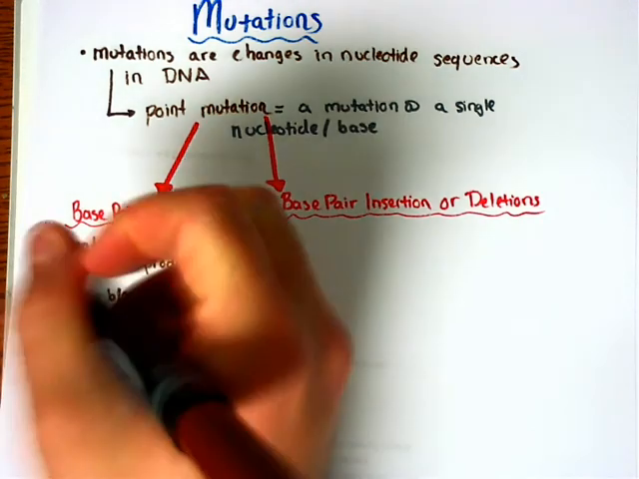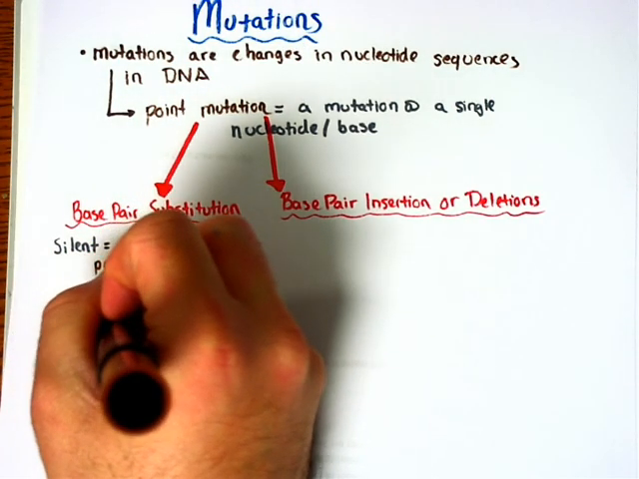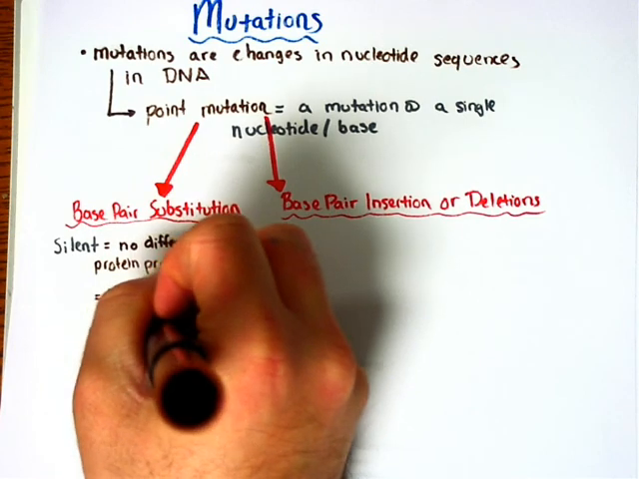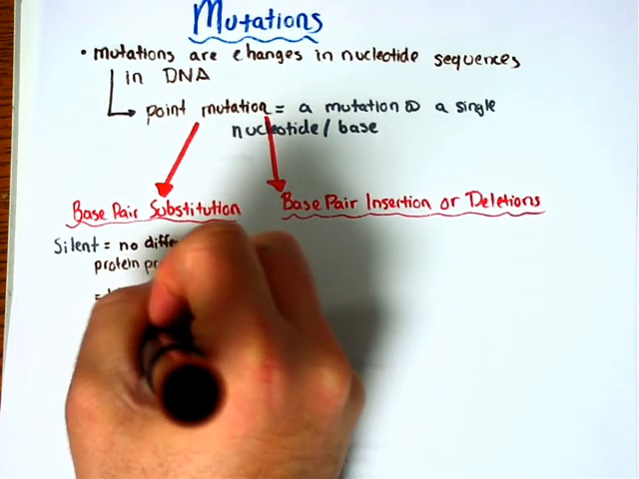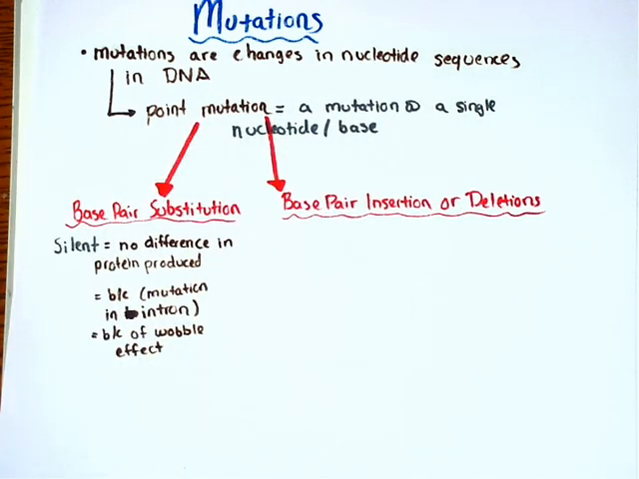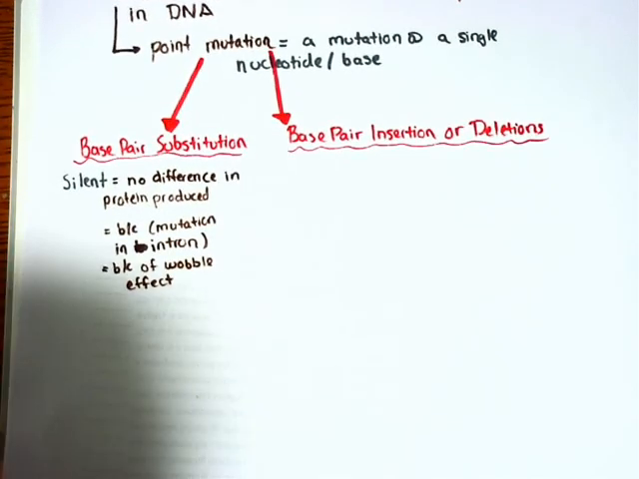And then also, we saw a while ago that another reason was because of the wobble effect. So there are two reasons that your substitutions could be silent. They occur in an area that doesn't matter, or they occur at the third position where there's some flexibility. Right? There's also two other types of base pair substitutions.